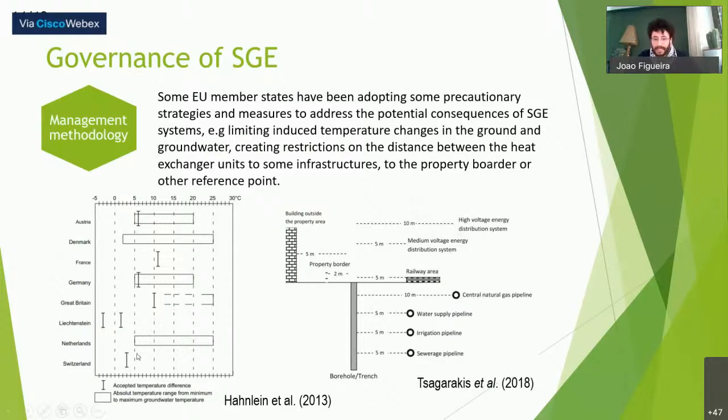And also from our article from the previous COST Action, we have here the restriction of distance between our energy system and different kinds of reference points, for instance, the property border, the building outside the property area, some infrastructures like pipelines, water supply, and also railway area. So these are measures that we can have to prevent the consequences we talked about before.